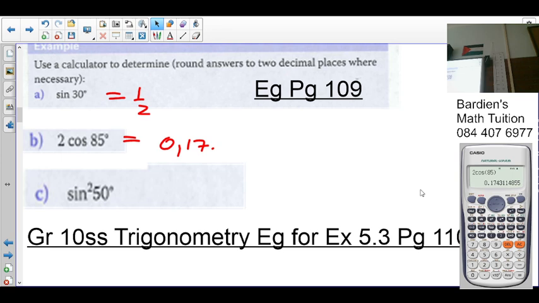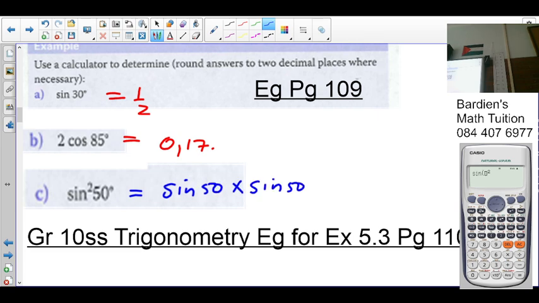Now we got sine squared 50. What does that actually mean? Can you see that they're squaring the angle and not the sine? Can you see that, people? And I can't get to square the sine. So what does that actually mean? Sine squared 50 basically means sine 50 times sine 50. You all agree with that?